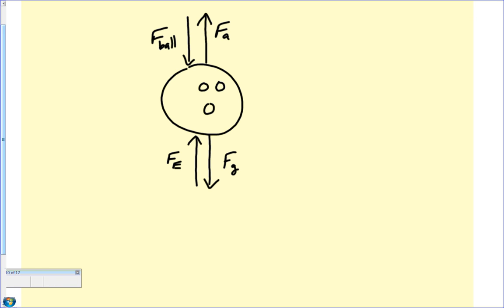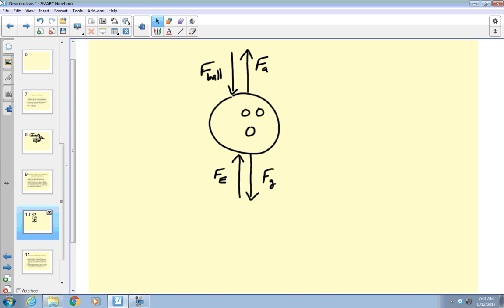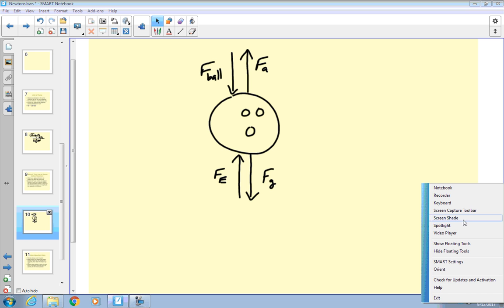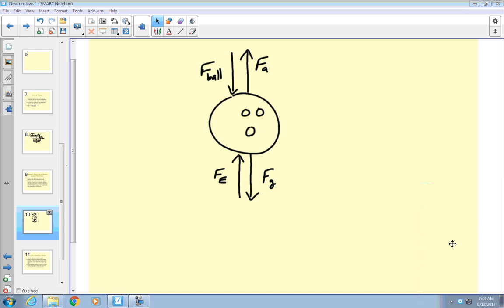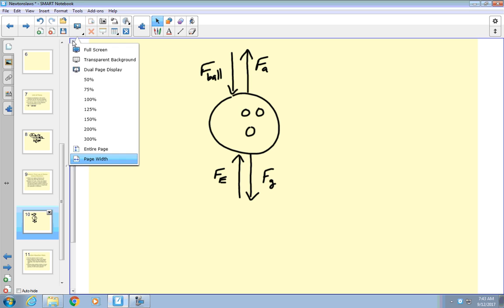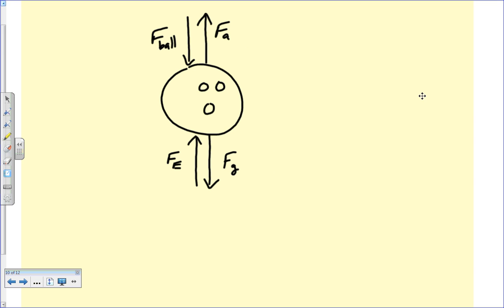I need to have my controls back because I need to get rid of some of these lines. See if this brings them back. All right, we're in business.